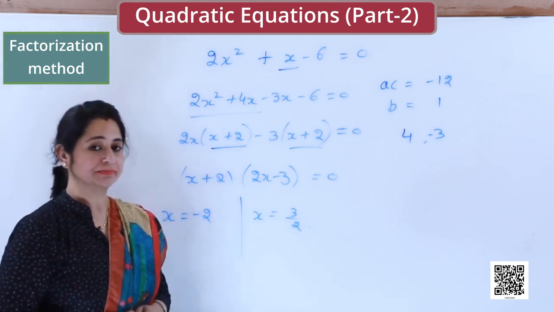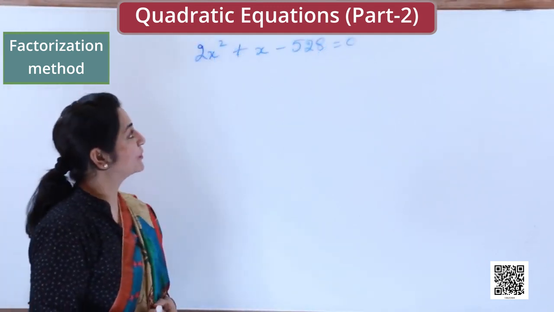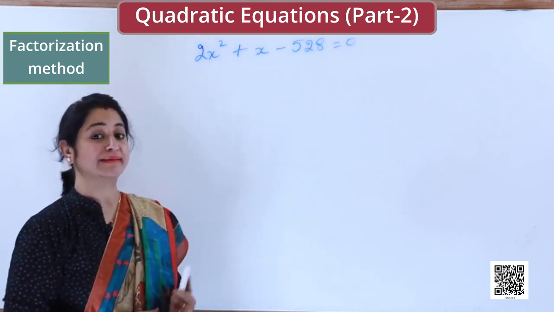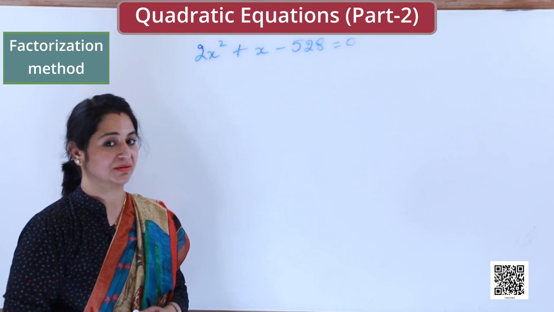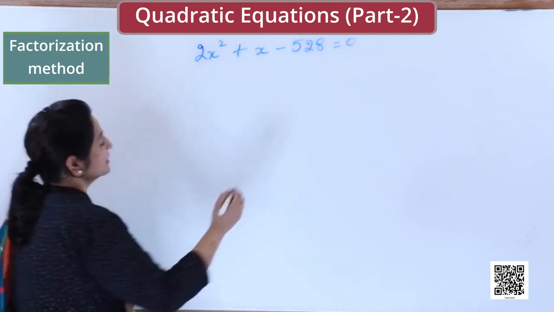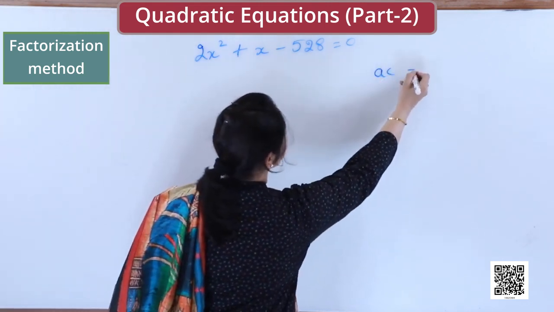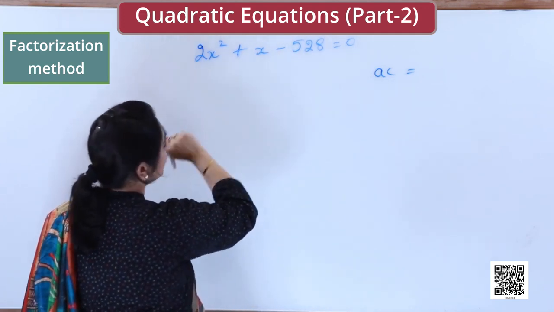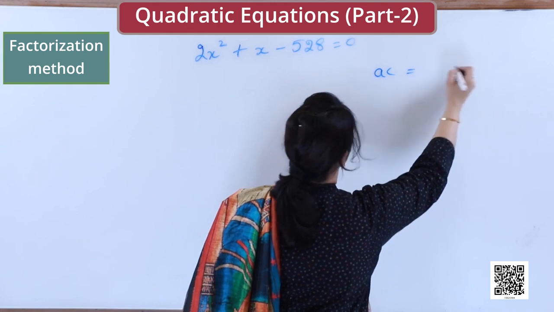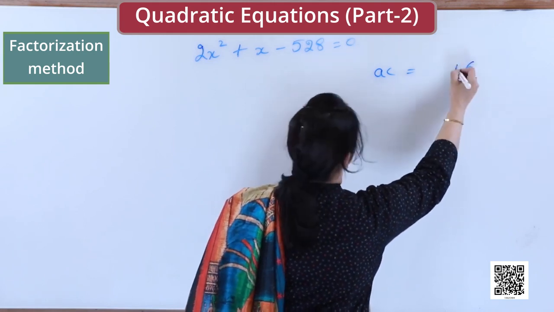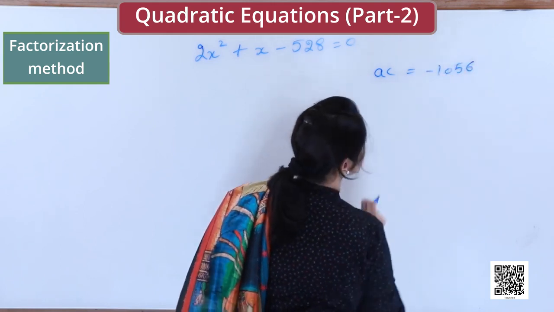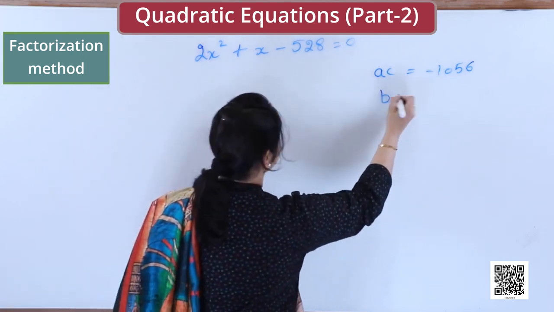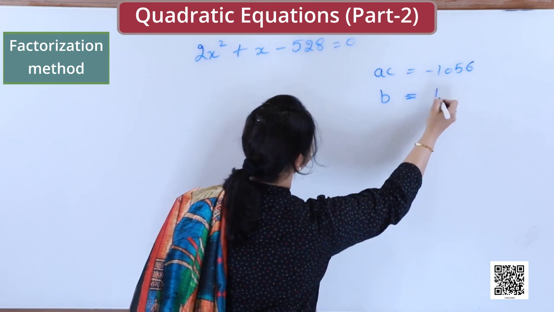Let's see another example. So look at this one now. I hope you remember this one. This is the same equation that will give us the length and breadth of that park. You remember? Okay, so first finding out AC, we will have to multiply minus 528 by 2 and we will get minus 1056, and the value of B here is 1 again.